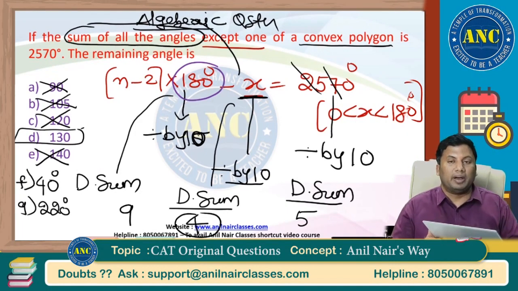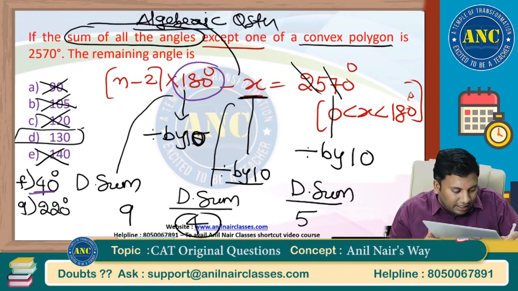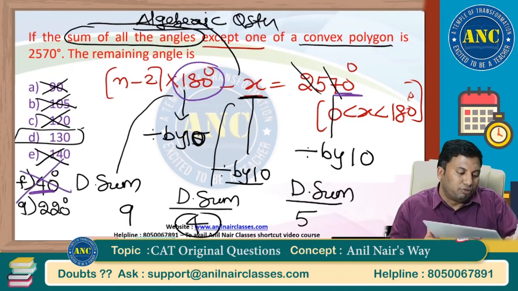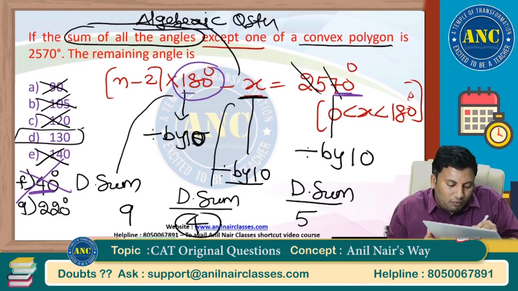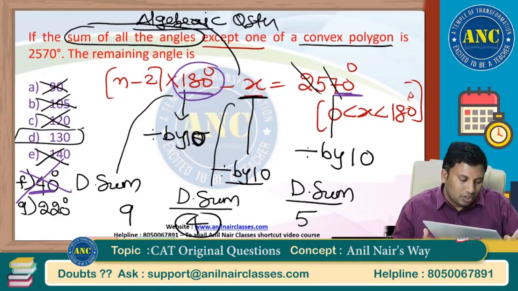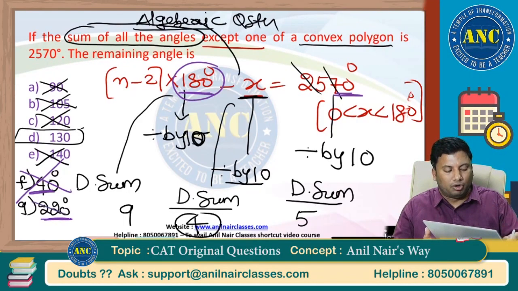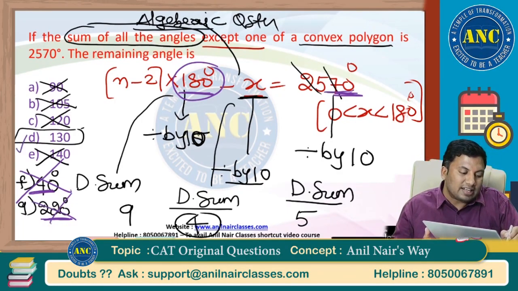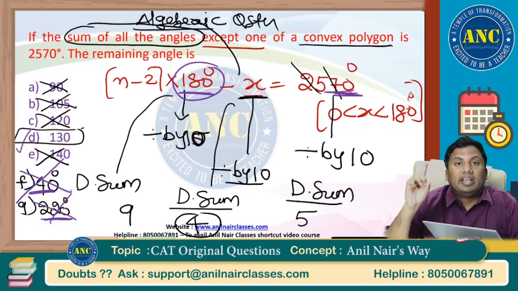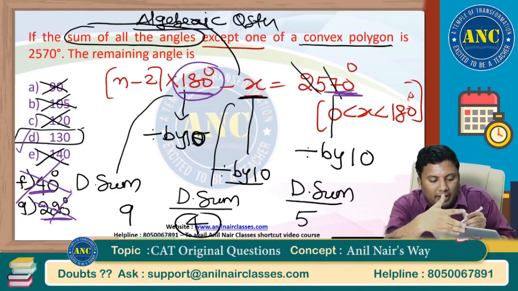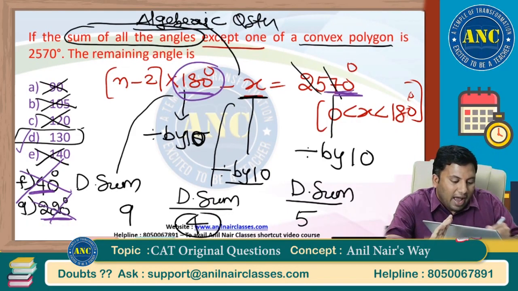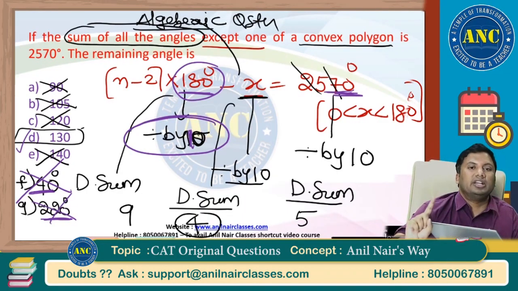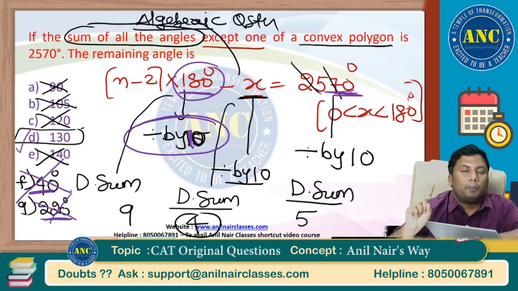180 is divisible by 4. If I take 40, 40 is divisible by 4, but 70 is not divisible by 4, so 40 is incorrect. 180 is divisible by 4, and this is also divisible by 4, but 2570, 70 is not divisible by 4. Answer has to be 130. Answer has to be divisible by 10. Answer has to have digital sum 4. I hope the logic is clear.